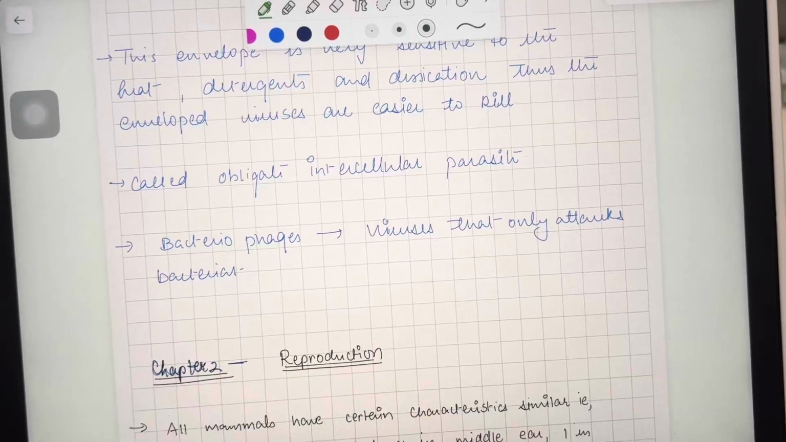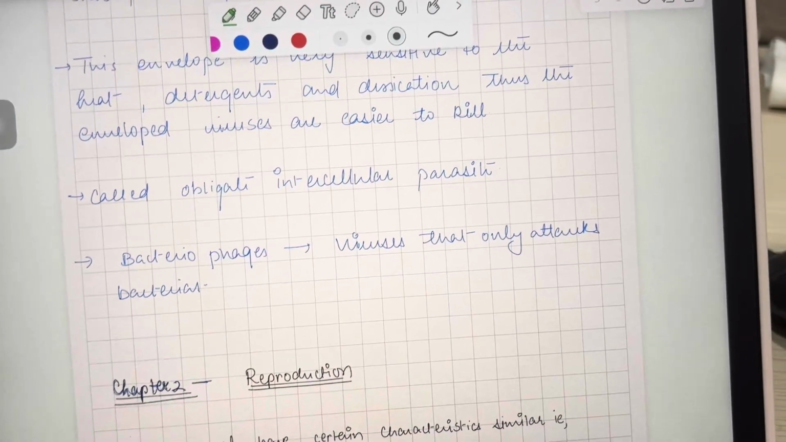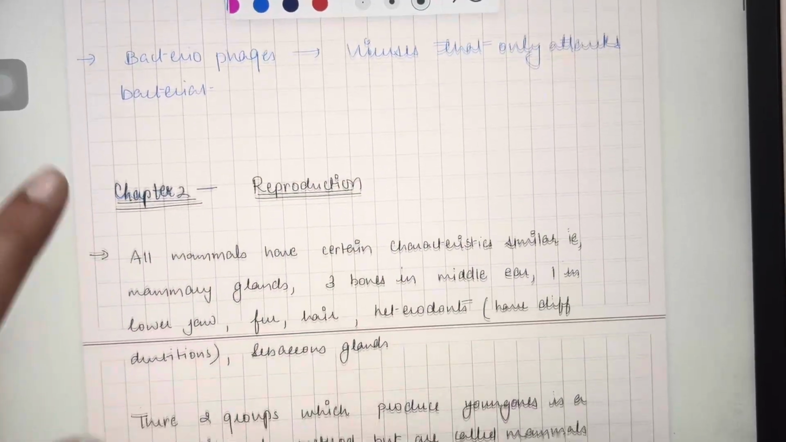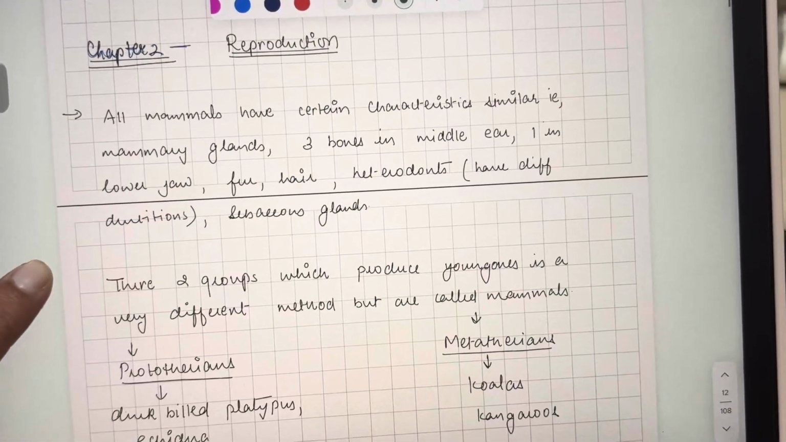So that was all for the chapter on the cell. Now the next chapter will be reproduction. I'll make another video for that.